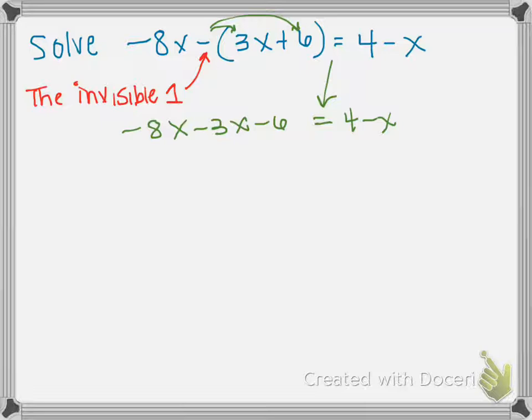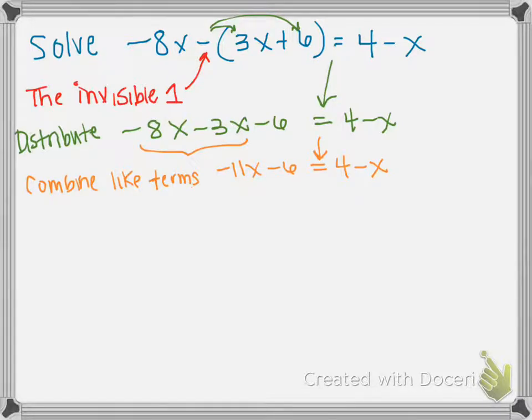This one has that negative sign right in front of the parentheses. Now, even though there is no number there, this is still a distribution problem because it's that invisible one, technically. So you have to incorporate that negative, or you can think about it as multiplying everything in the parentheses by -1. So we end up with negative 8x minus 3x minus 6. Don't forget that negative goes with both of the things in the parentheses. Equals 4 minus x.